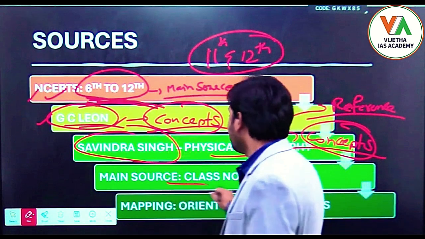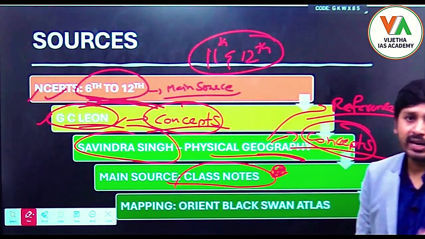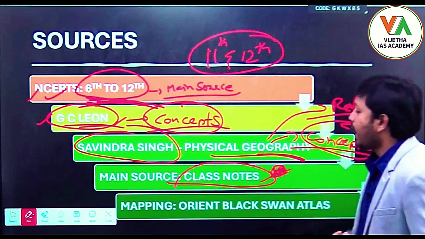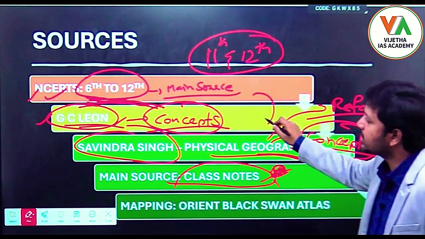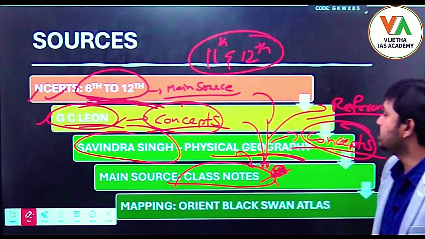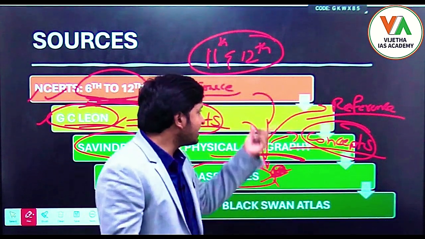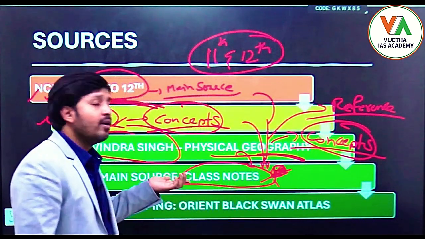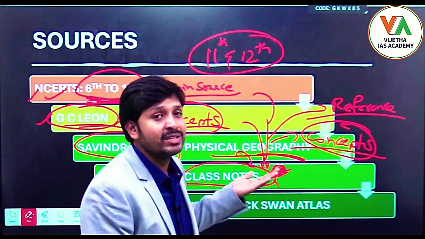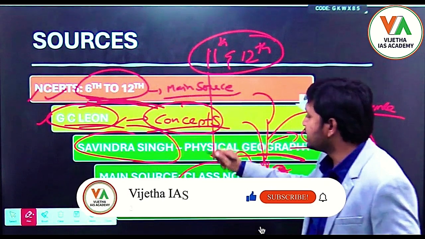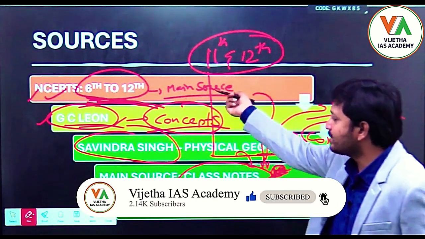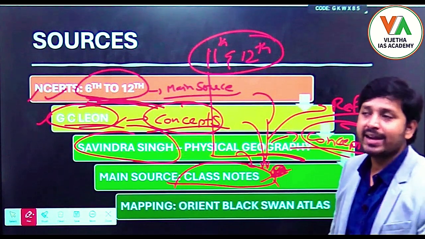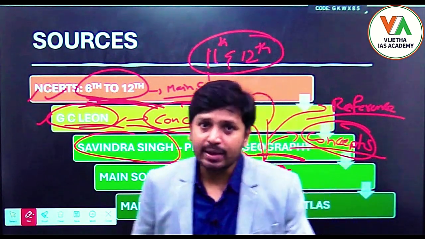Class notes should be the main source for our geography, because in class we will discuss and dictate each and every topic, so that it will be your main source. To this main source, you can add on from the NCERTs, from GC Leong, and from Physical Geography by Savindra Singh. You can add on from these 3 sources to your class notes, so that you get a good compilation of all the topics in a single book. It will be easy to revise before prelims and also before mains. No need to revise all these things before the exam. You will have a single copy of entire geography in your hand, which will be very, very helpful.